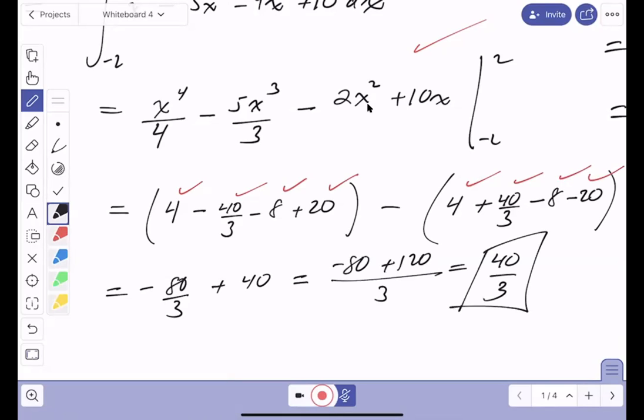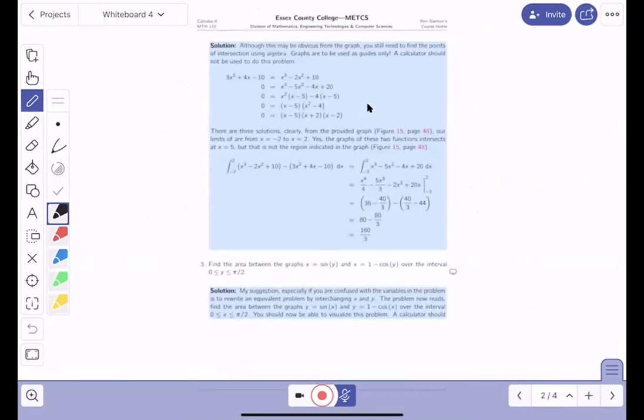Okay. Now, granted, I don't know. Maybe I made a mistake somewhere. Maybe I misunderstood the problem. Maybe I got it wrong. Who knows? Let's go to the next page. And I'm hoping to see 40/3. And I'm not. What am I seeing? I'm seeing 160/3. I made a mistake. So the question is, where'd you make the mistake?